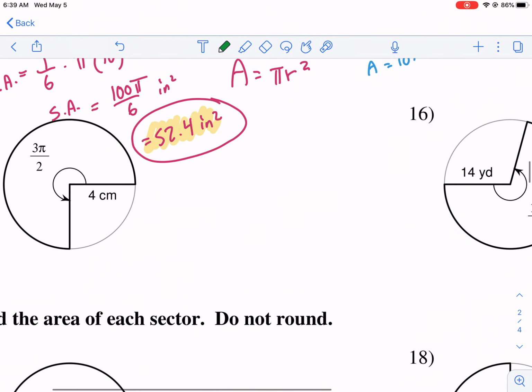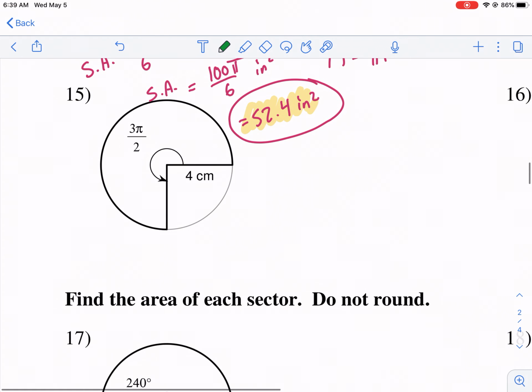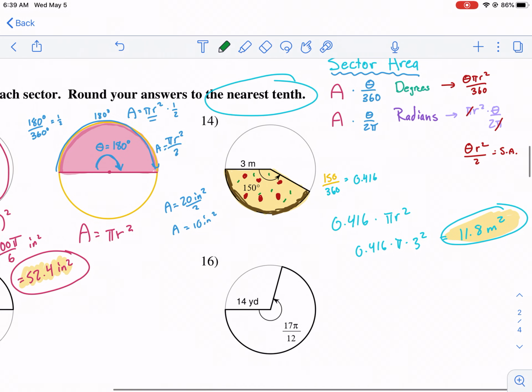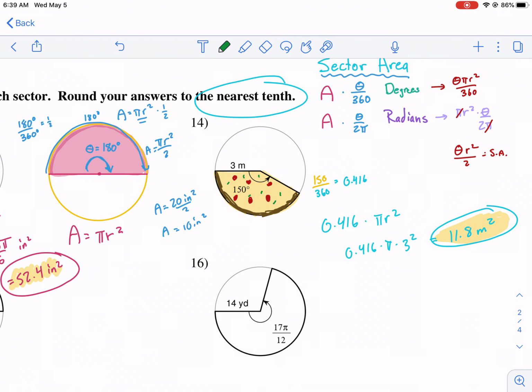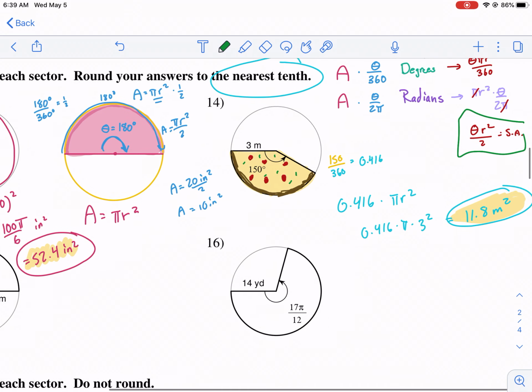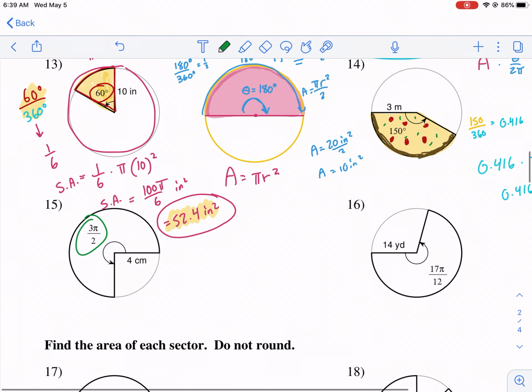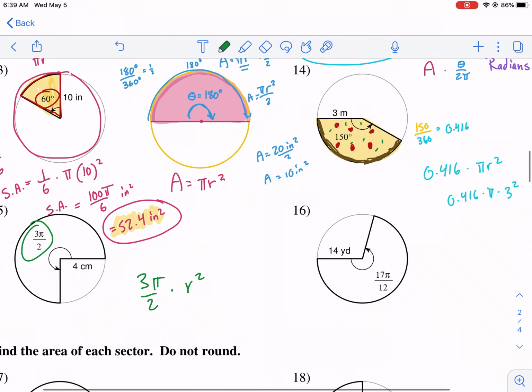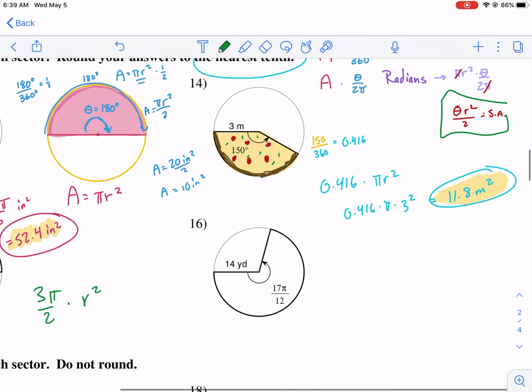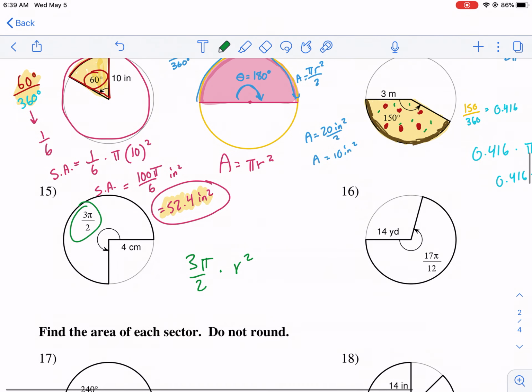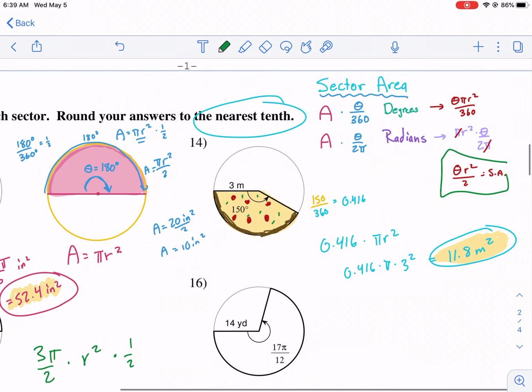For degrees, let's go ahead and move on to radians. So here we have 15. 15 is 3 pi over 2 radians out of the whole. So we are going to use this formula over here. This one, okay, so theta times r squared, 3 pi over 2 is our theta, times r squared over 2. Or you could multiply that by 1/2. Since we already have a fraction, I'm going to say this is multiplied by 1/2.